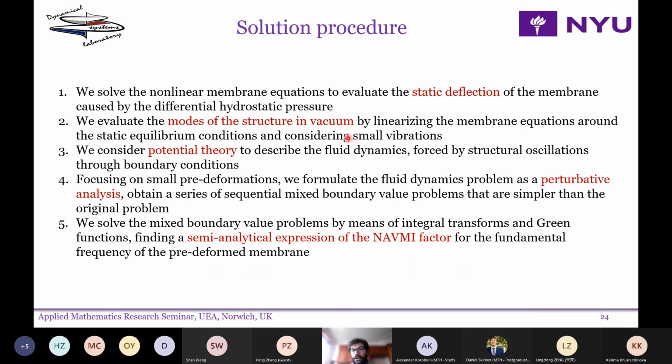Then at that point, we evaluate the modes of the structure in vacuum, linearizing these membrane equations and considering small vibrations. Then we force the fluid dynamics problem with the structural oscillations that we find from the in-vacuum case, and we utilize the potential theory to find a solution for the fluid dynamics. At this point, we also assume that we have small pre-deformations. With small pre-deformation, we can formulate the fluid dynamics problem as a perturbative problem, from which we find a series of mixed boundary value problems that are simpler than the original one, so we can find a solution more easily. Finally, we solve these mixed boundary value problems using the integral transforms and Green functions, and we find therefore a semi-analytical solution for the added mass factor.